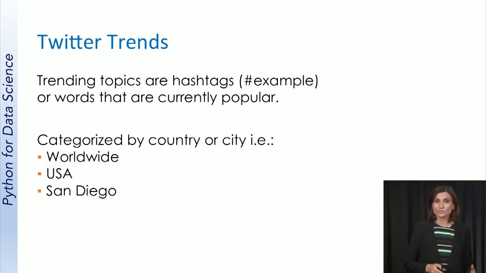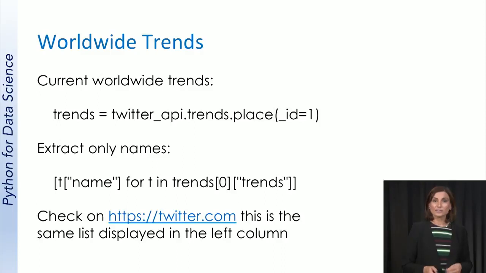The world trends, for example, show up on the left when you go to twitter.com. Twitter tracks trends using the Yahoo Where on Earth ID for each major location. The world ID is number 1. Using the trends.place for the Twitter API object, we can get the top 50 trends for any location.